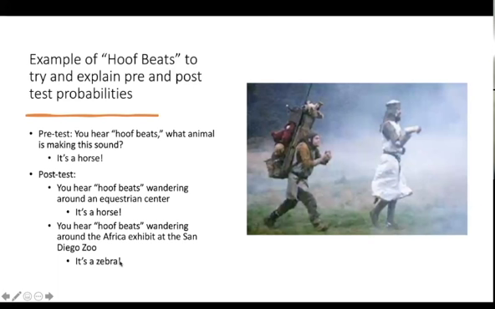Horses do live in Africa. But now I'm beginning to think maybe it's a zebra. You don't want to say that everything's a zebra, but you always have to keep the zebras in the back of your mind. Does this kind of make sense? Just to illustrate this point.